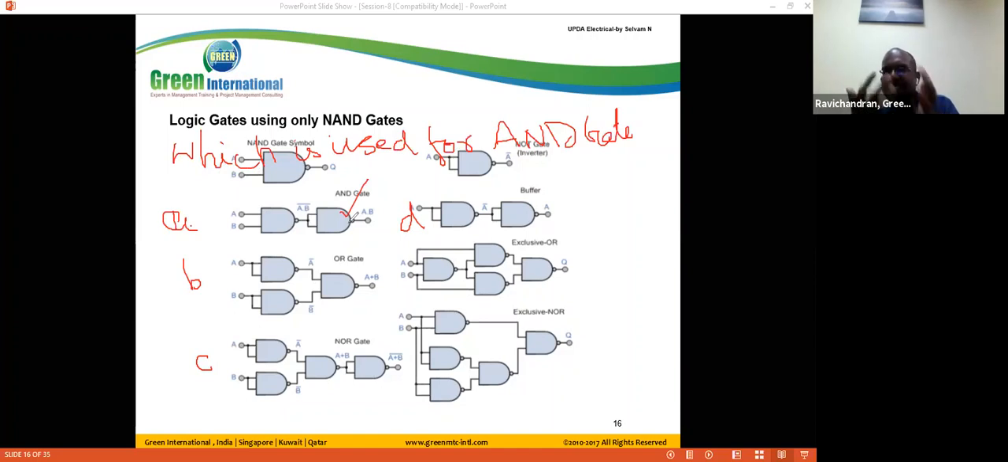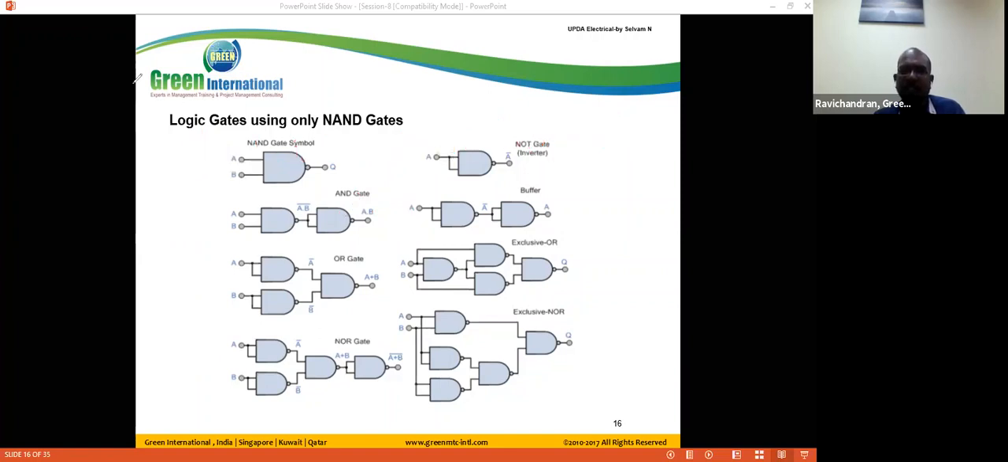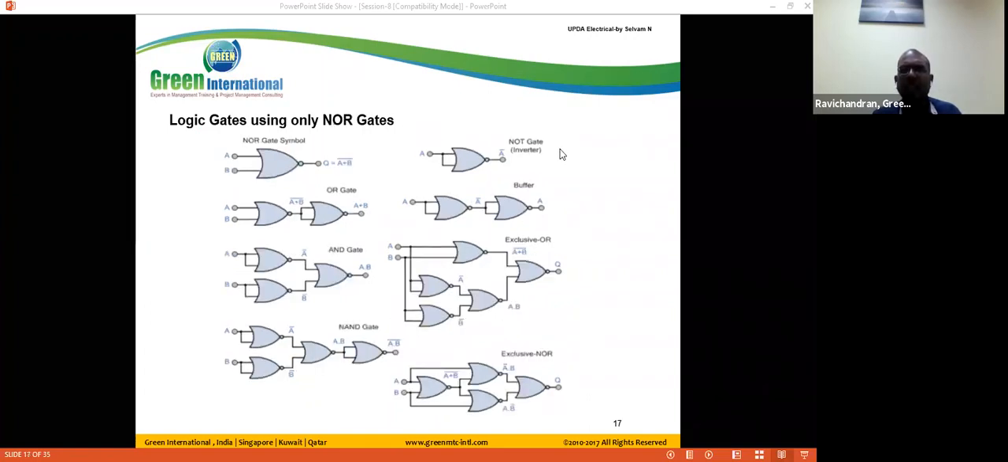Even if we forget this diagram, we can use the inputs A and B to find the answer. So it is easy to answer in a short time. Just remember this diagram. So this is for the NAND gate and this is for the NOR gate.